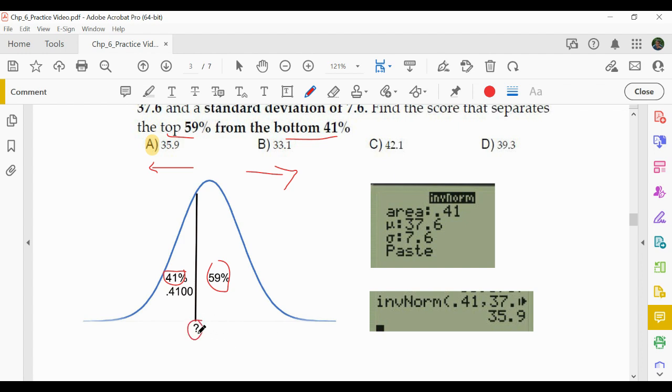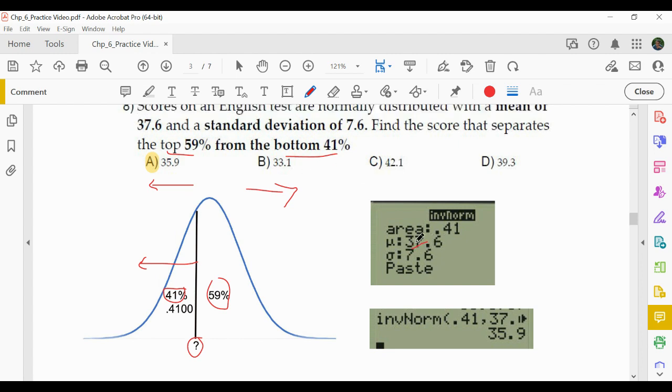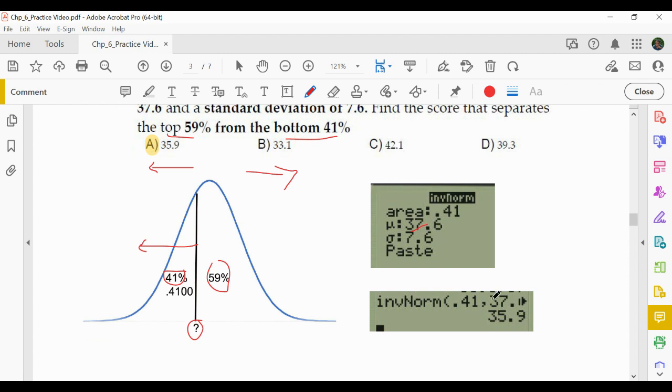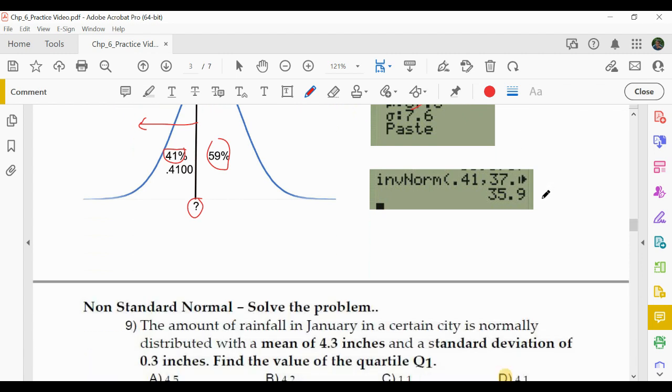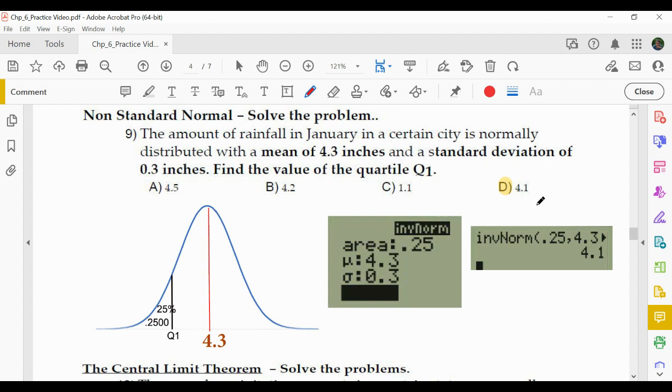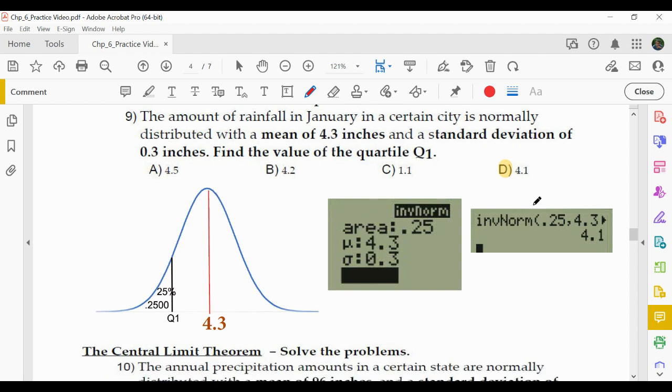What's the area associated with this unknown? It's from this vertical line to the left. Well, there it is. Bottom is 41%, 0.4100. There's my area, inverse norm, 0.41. Mean is given to me as 37.6 right here, and standard deviation right there. 35.9. And interestingly enough, I like it when it's spot on. Same idea here. We're looking for the value that's accepted. We just kind of didn't like this duplication.